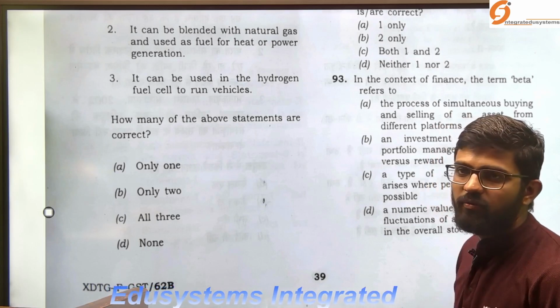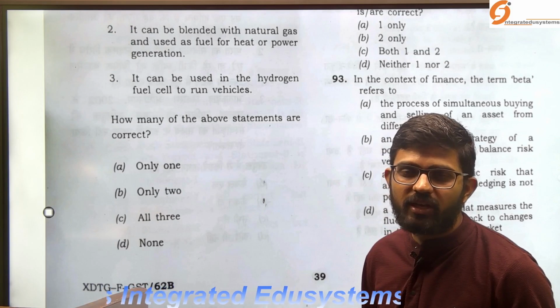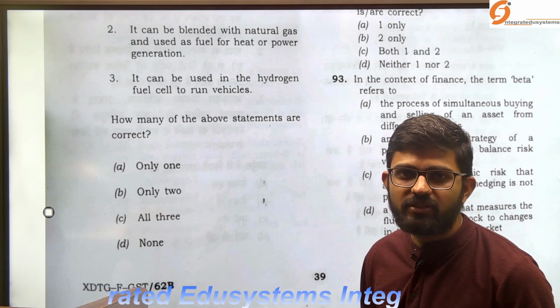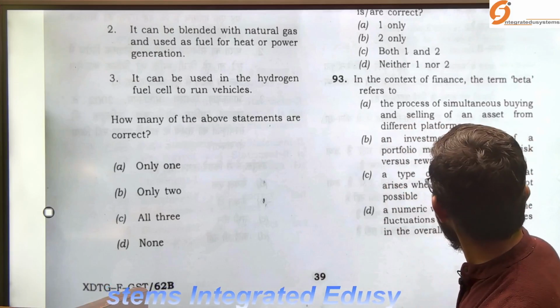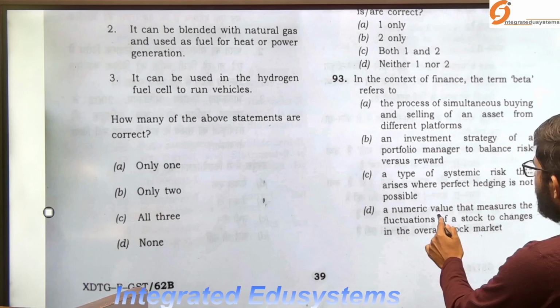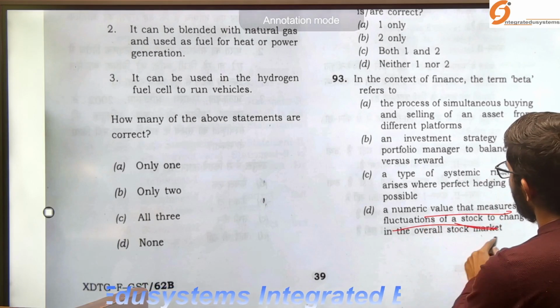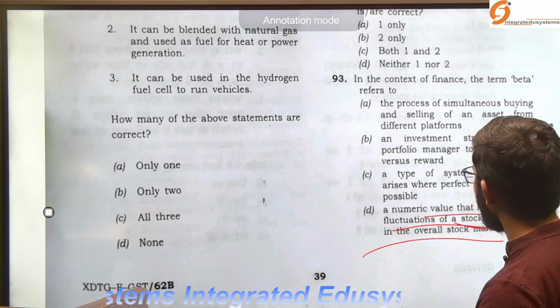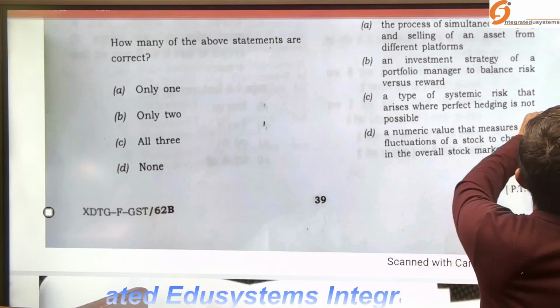In context of finance, the term beta refers to. It is the Harshad Mehta era, stock market talk is going on, and the question has come: beta. Beta refers to a numeric value that measures the sensitivity of a stock to changes in the overall stock market. So answer is D. Only D is right over here.